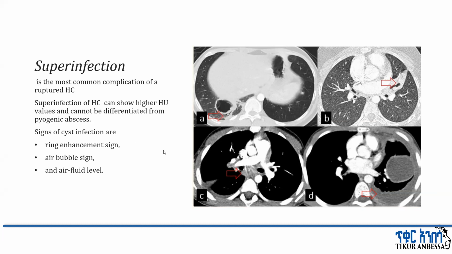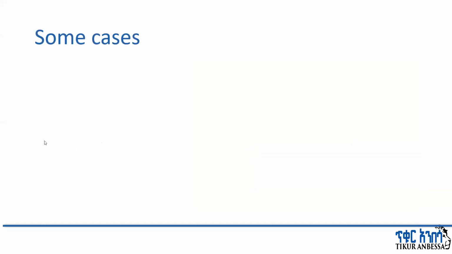Signs of cyst infection are the ring enhancement sign, in which you can see an enhanced ring. The sac content has gone, so there is inflammation of the wall. We call it the ring enhancement sign, air bubble sign, and air fluid level. You can see there is associated collapse consolidation, and also lymphadenopathy in this patient. So this patient has superinfection of the cysts.